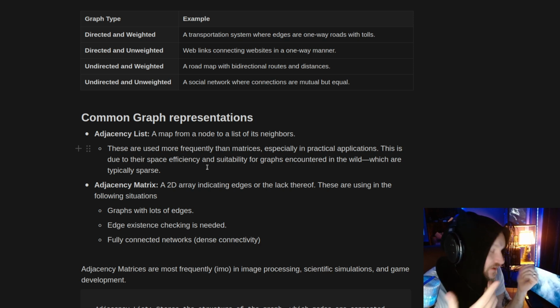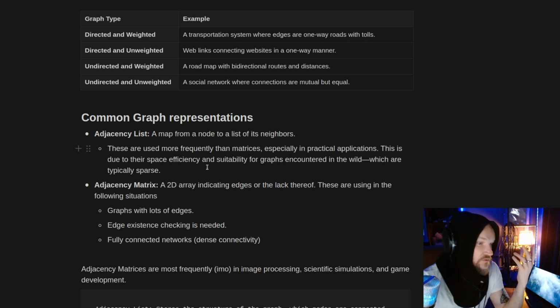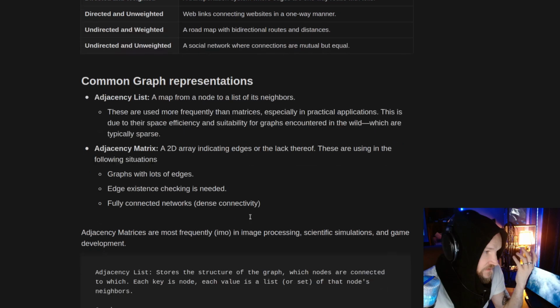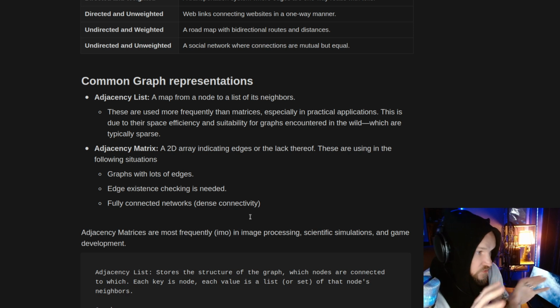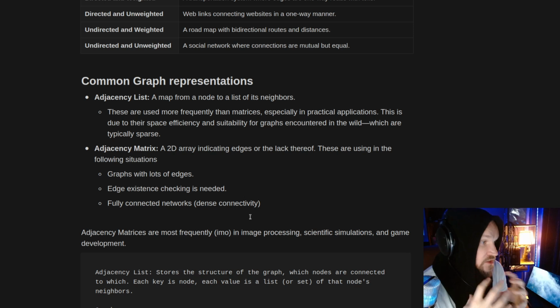Okay. Now you have adjacency matrices, right? These are 2D arrays. They indicate edges or a lack thereof, right? These are used less, but they're used in very specific domains all the time. These are for when you have very dense graphs. So imagine image processing, scientific simulation, and game development, where you have very complex relationships, and a lot of those relationships. That's what they're used for in those certain situations.